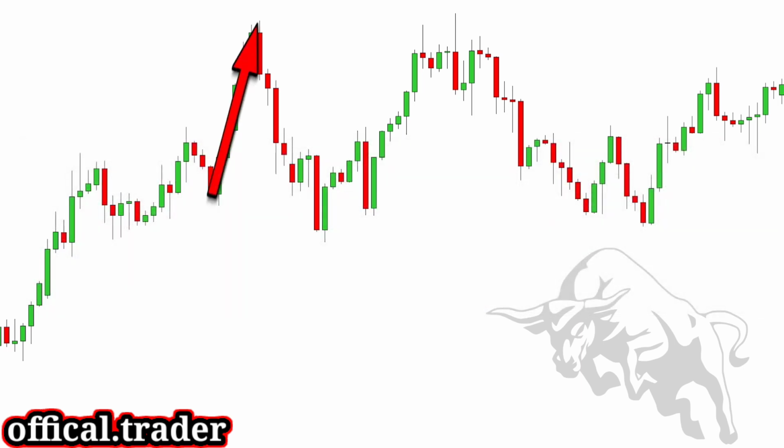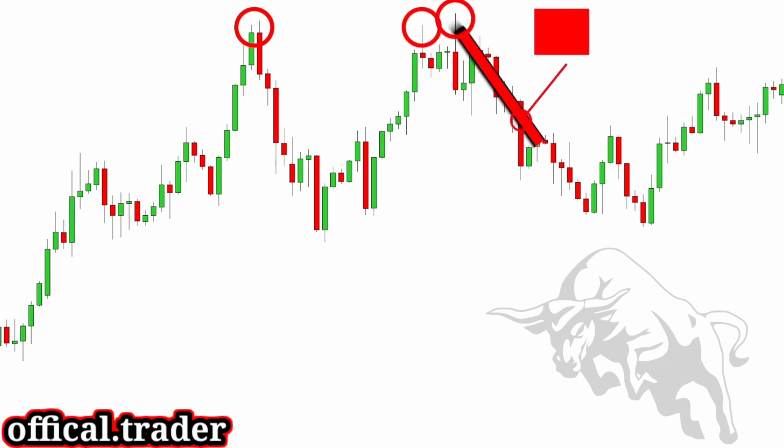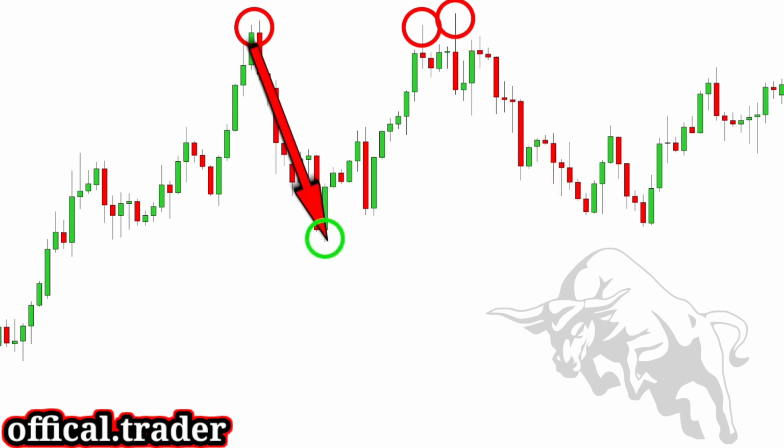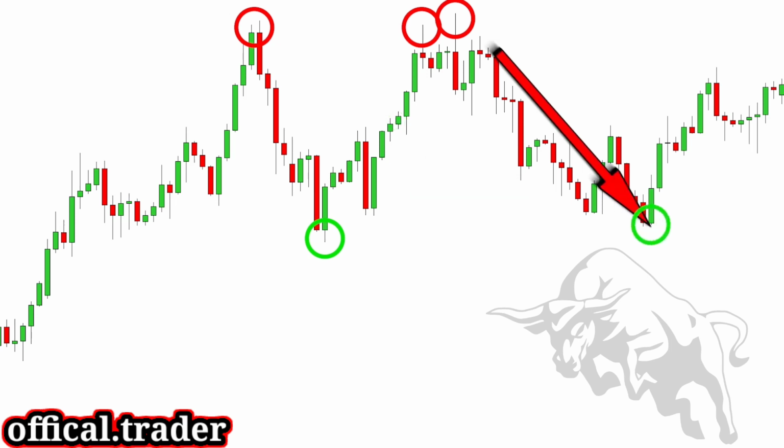So here price is moving up, hits this level, and then reverses to the downside, giving us a significant reaction. And again, price is moving up, hits this level twice, and then gives us a significant reaction to the downside. And again, price is moving down here, hits this level, and then gives us a reaction to the upside. And here, price moves down, and we get a big reaction off this level.